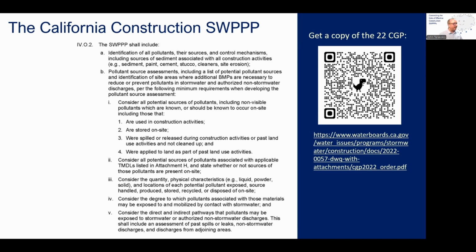And it goes through what needs to happen there as far as what goes into that, such as considering your sources, where are they coming from, how are they stored, do you have anything that might have a TMDL associated with it? What are the physical characteristics? Is it a liquid? Is it a powder? Is it something you're producing? Is it a waste? Is it a byproduct? Consider the degree to which the pollutants associated with those materials may be exposed or mobilized by stormwater, and then consider direct and indirect pathways that pollutant might be exposed in stormwater. Now, whether you're in California or not in California, those are good things. That is good SWP design. That should be in every SWPPP, no matter what state you're in.